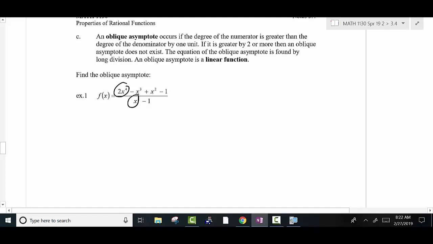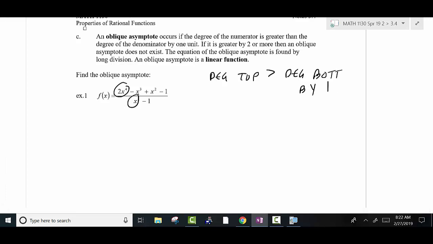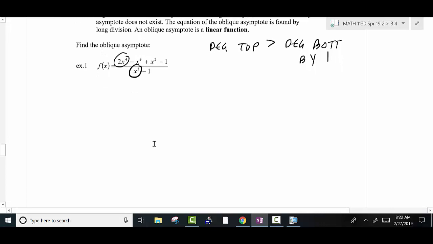By looking. What's the deal with the degrees? It's bigger by 1. So remember, if the degree of the top is greater than the degree of the bottom by 1, then you have an oblique asymptote. Yeah, that is a 3, I wrote over that, so you'll have an oblique asymptote. If it was bigger by 2, then you don't have one. You have something else. You have what's called a quadratic asymptote, and so forth, which can get kind of interesting.